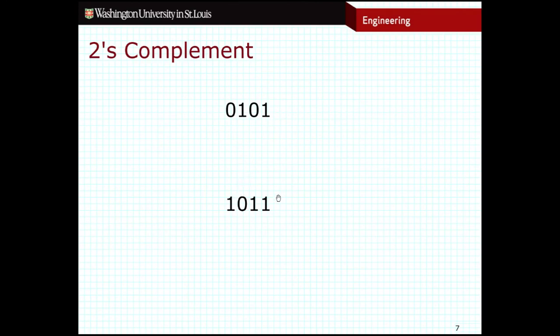Again, this also works in reverse, right? So find the rightmost 1 bit, that's this bit here, and flip everything to the left. That will bring me back to my positive 5 value.